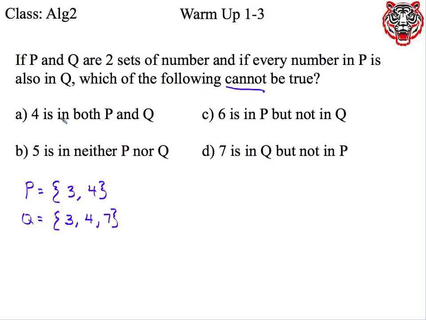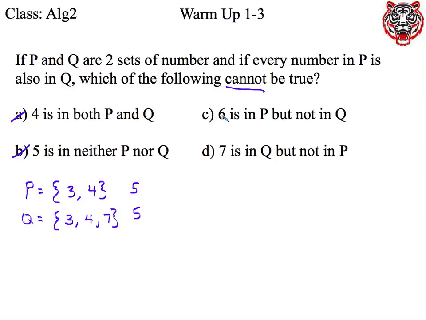All right, so 4 is in both P and Q. Well, in my example, 4 is in both P and Q. Can't be A. Let's get B. 5 is in neither P nor Q. Well, that could be true. Look, 5 is right there. It's not in either of those two sets, so it can't be this one.